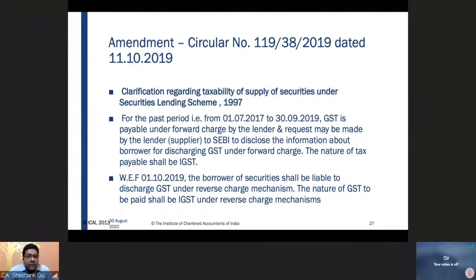Why is it important for him? To know whether he is to charge CGST plus SGST or IGST. And even the borrower can say the same if he wants to avail ITC. So as to do away with disclosure of such information, from 1st of October 2019, the borrower of securities has been made liable to discharge GST under reverse charge mechanism, and the nature of GST to be paid shall be IGST under reverse charge mechanism.